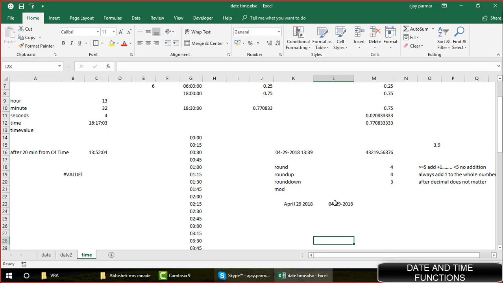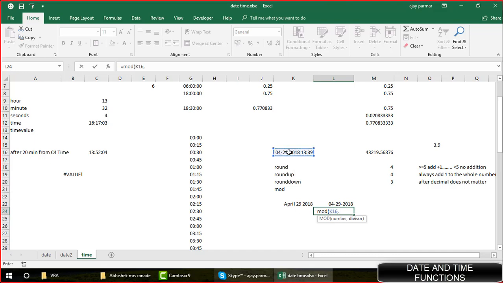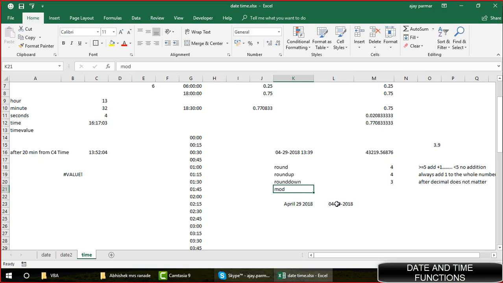Now there's another function. Some people also use the mod. See this mod number, and in the divisor, I mean the number to be divided with, I say 1. So first this is clear. Now let's go to the mod function. I'll first explain what mod is.